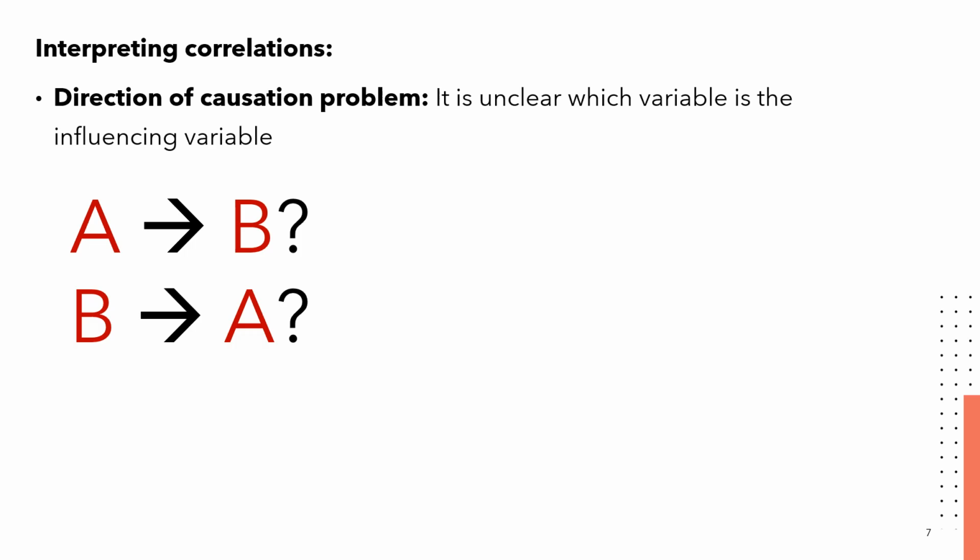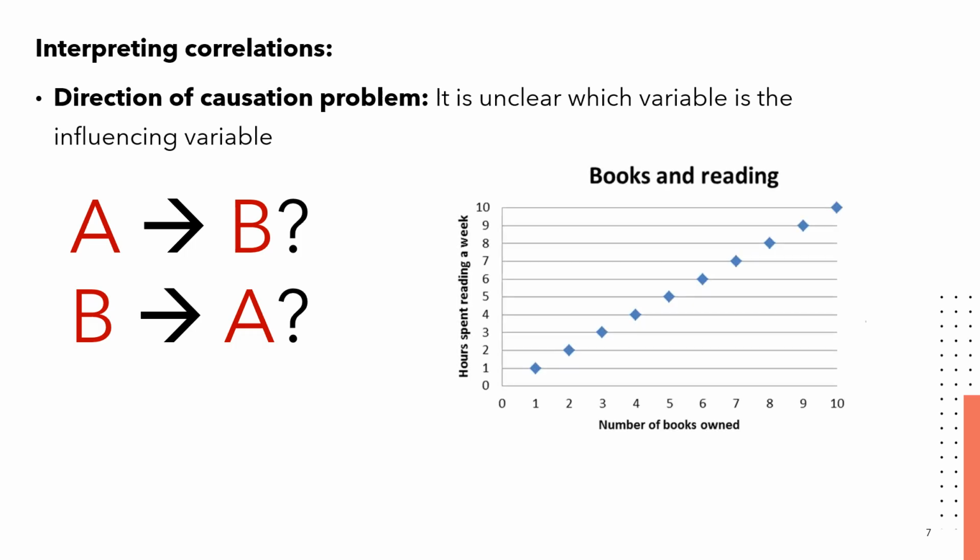Is A causing B or is B causing A? Take this example of books and reading. You can tell that this is hypothetical data because it's a perfect correlation, but for the sake of this example, say there's a correlation between hours spent reading and number of books owned. Do people spend more time reading when more books are available to them? Or do they buy more books when they spend more time reading? A correlation can't answer this question.